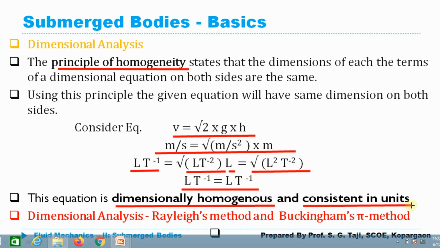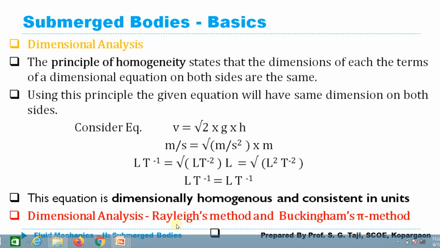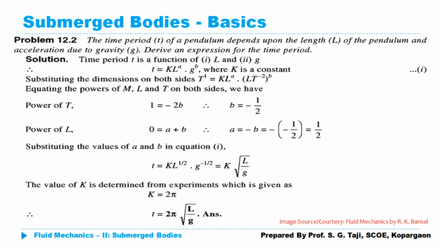You can use this equation in any unit system, like the SI unit system or the MKS unit system. The most commonly used methods for dimensional analysis are the Rayleigh method and the Buckingham pi theorem. There are many others, but we are going to discuss only those two, and we will solve one numerical on the basis of the Rayleigh method.